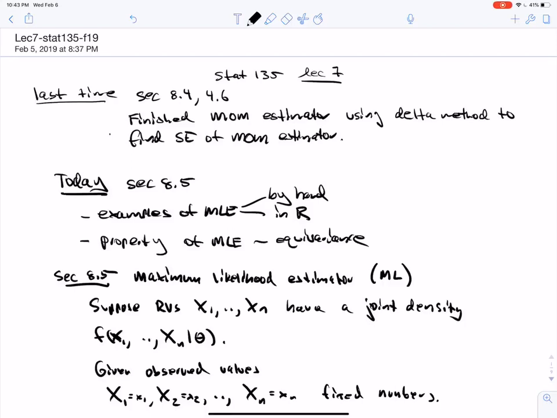Hello, it's Stat 135, Lecture 7. Last time we covered Section 8.4 and 4.6. We finished the MOM estimator using the delta method to find the standard error of the MOM estimator.